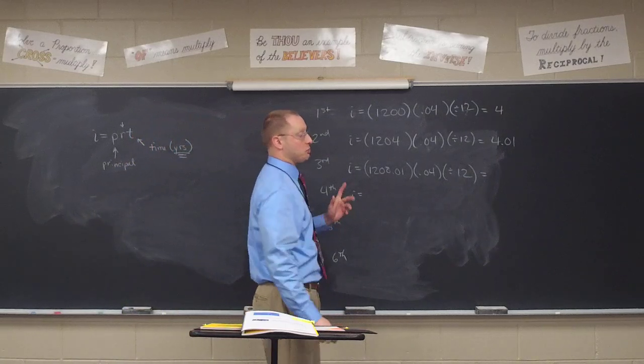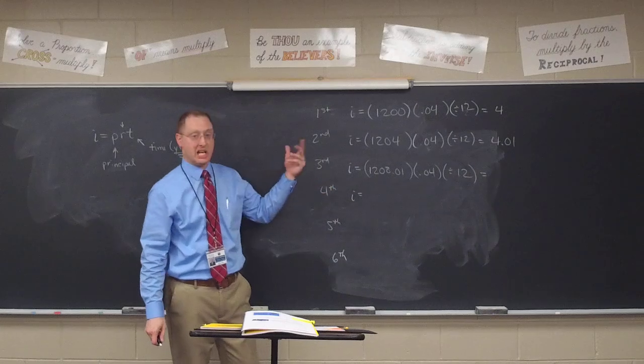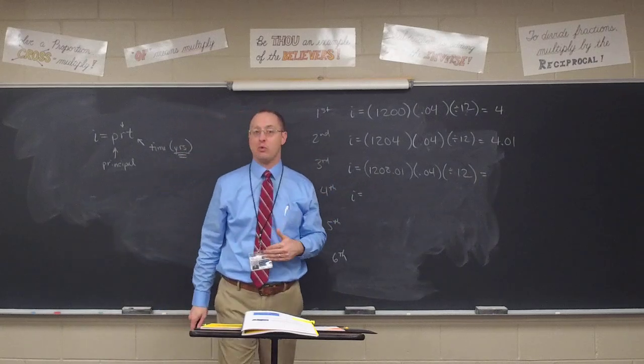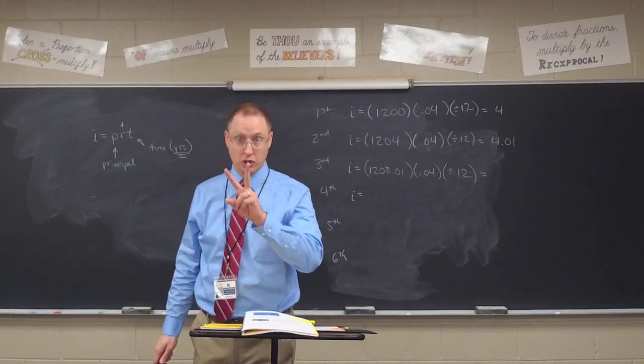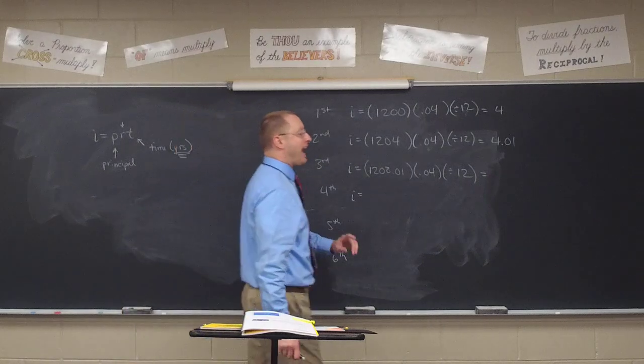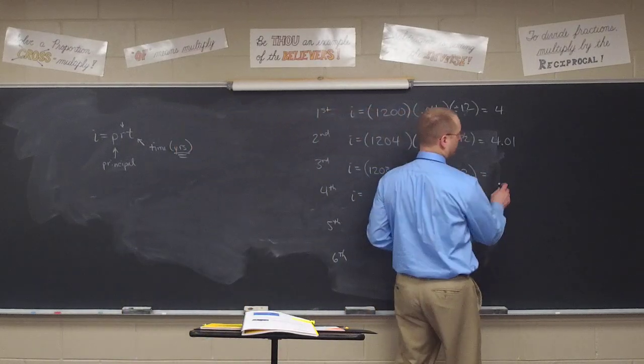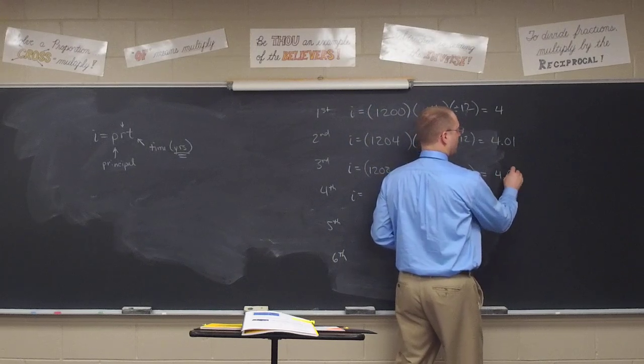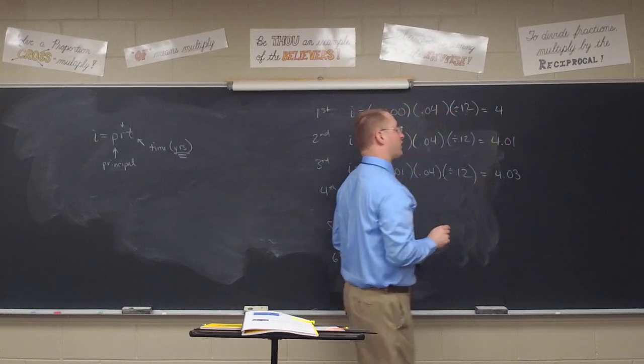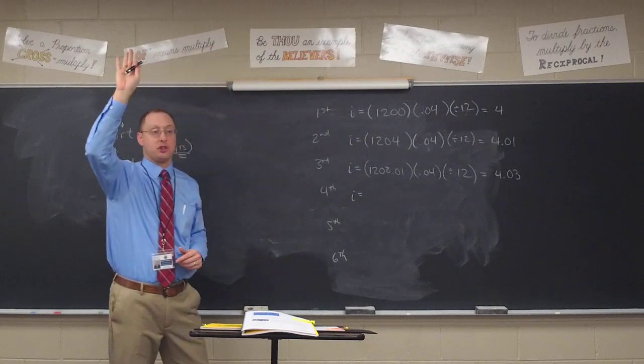Now remember, since we're dealing with money, we're getting into some weird decimals now, right? We always round to how many decimal places? 2 decimal places. So when we round, what do we get, Elaine? 4.03. It's going to round to $4.03. How many got $4.03 written down?